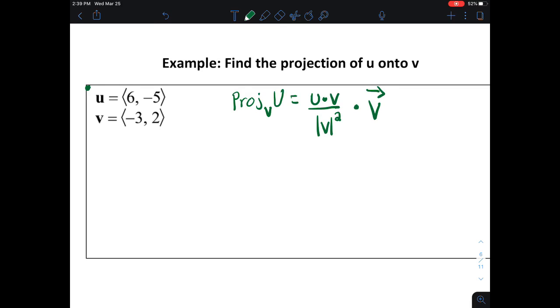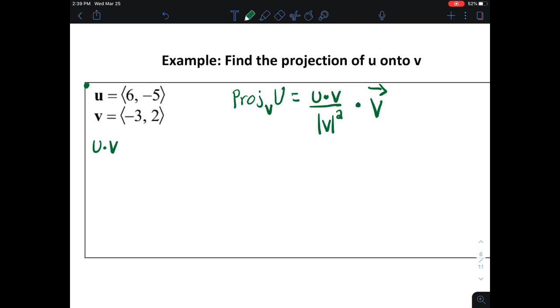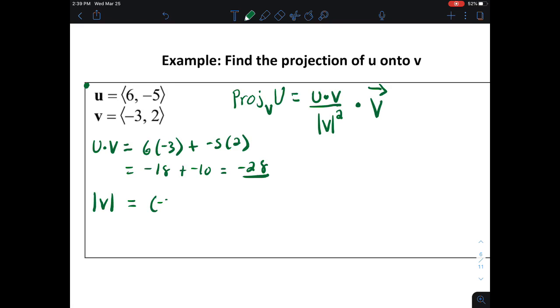So I want to find the projection of u onto v. I would need to find the dot product, u dot v. The dot product between u and v would be 6 times negative 3 plus negative 5 times 2. That's going to give me negative 18 plus negative 10, negative 28. So that's u dot v. And then I would need to find the magnitude of v squared. The magnitude of v is the square root of the x component squared plus the y component squared, but if I'm squaring the magnitude, it takes the square root off, and so I end up with 9 plus 4, which is 13.